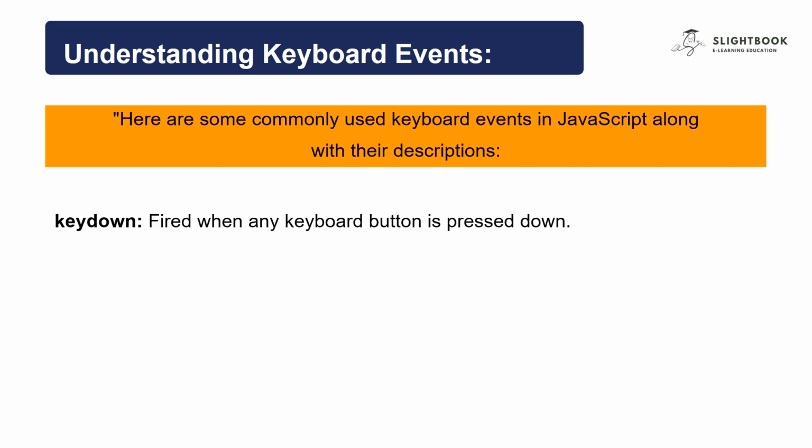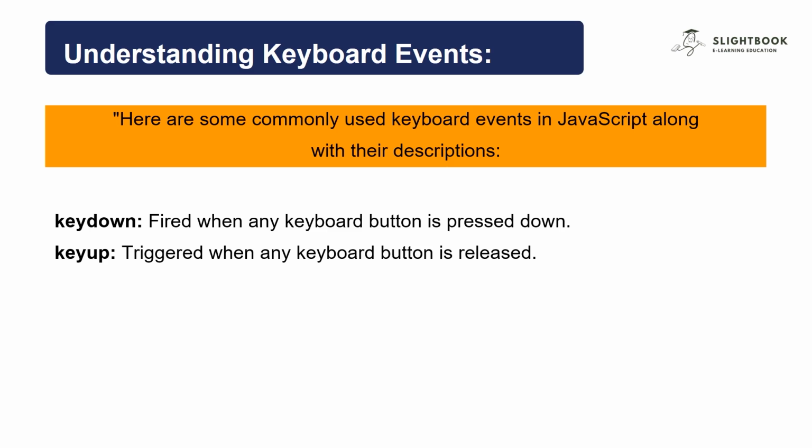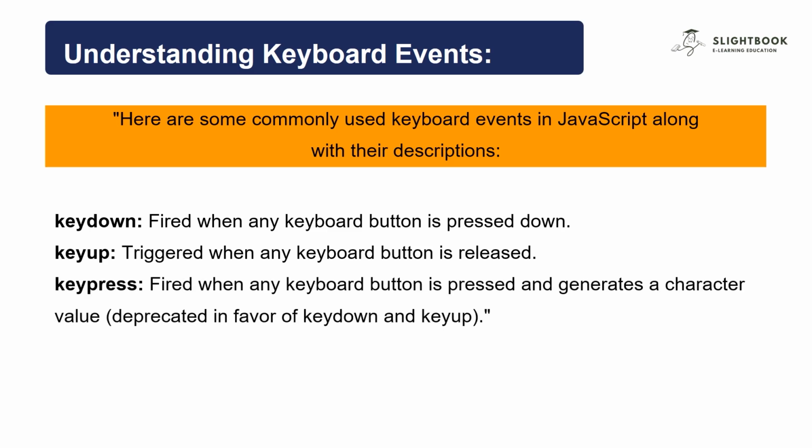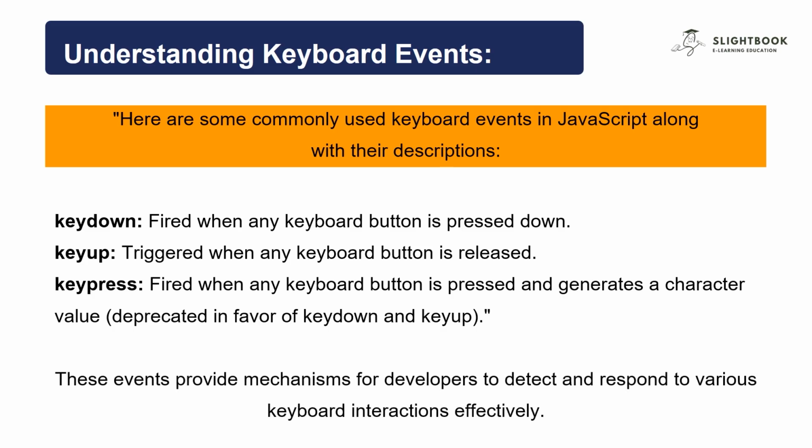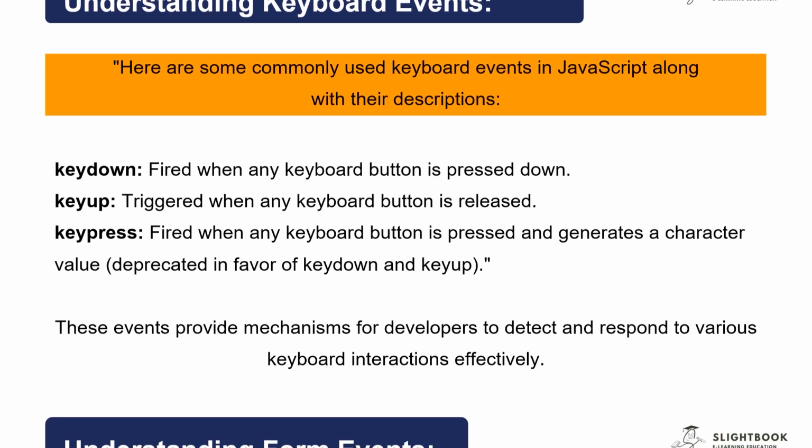Key down, fired when any keyboard button is pressed down. Key up, triggered when any keyboard button is released. Key press, fired when any keyboard button is pressed and generates a character value; it is deprecated in favor of key down and key up. These events provide mechanisms for developers to detect and respond to various keyboard interactions effectively.